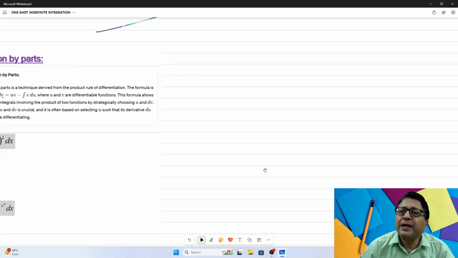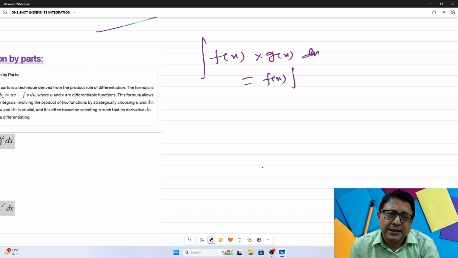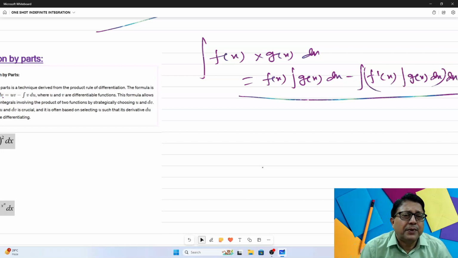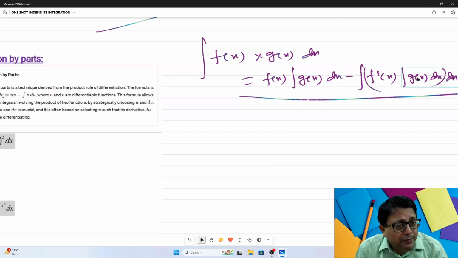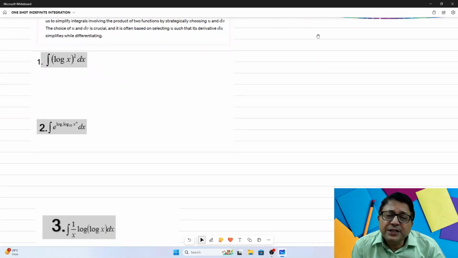So let me write, when there is a product of two functions, you write this one as f(x) integration of g(x) minus derivative of f(x) integration of g(x) dx. This is the thing. So the derivative of the first function will be there, the integration of the second function will be multiplied, then their integration again. You have practiced many sums on it.